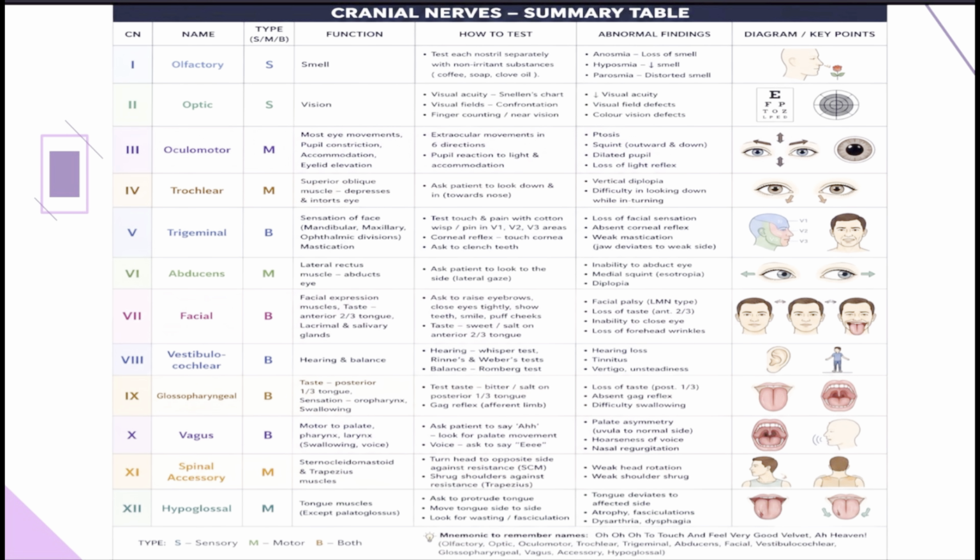The 11th is the spinal accessory. It supplies the sternocleidomastoid and trapezius muscles. Ask the patient to shrug the shoulders and turn the head against resistance. Last cranial nerve is the hypoglossal. It supplies the tongue muscles. Ask the patient to protrude the tongue and move it side to side. Tongue deviation, atrophy or fasciculations suggest hypoglossal nerve palsy. This completes the cranial nerve examination. A systematic assessment of all 12 cranial nerves helps to identify neurological deficits and is an essential part of ENT and general clinical examination. You can take a screenshot of this.